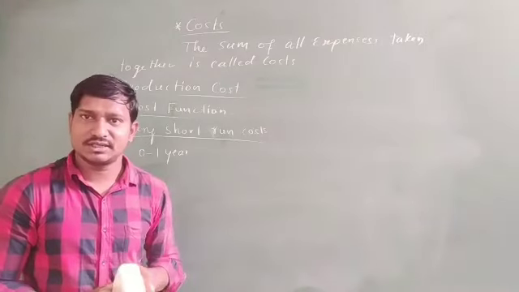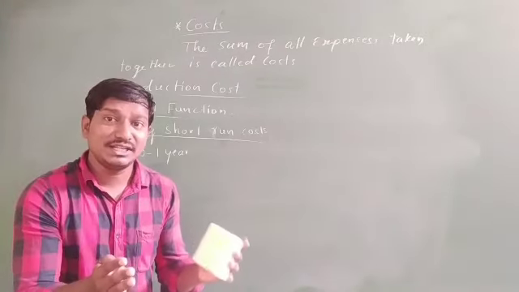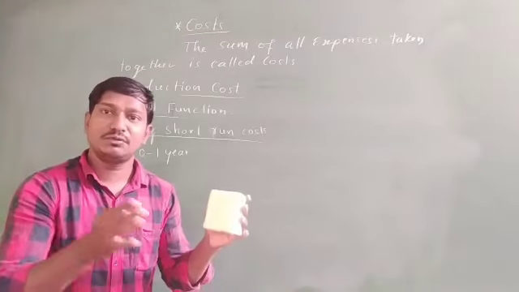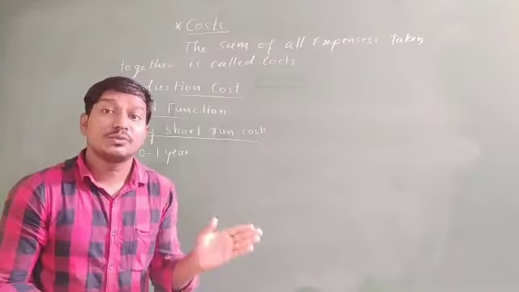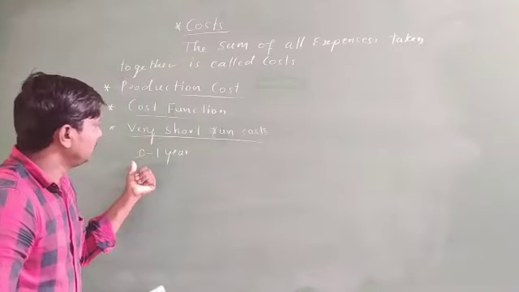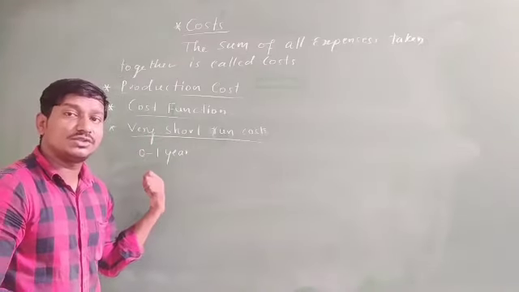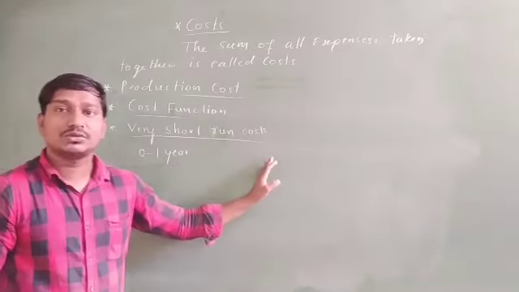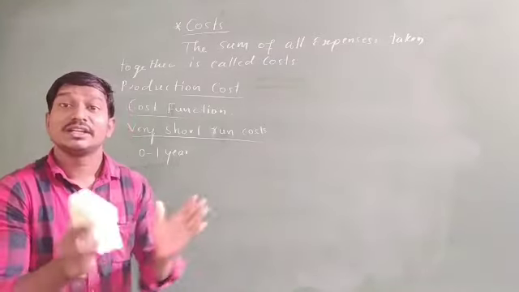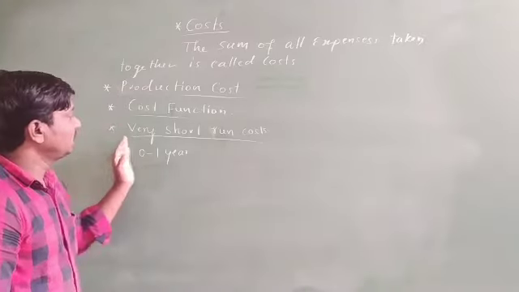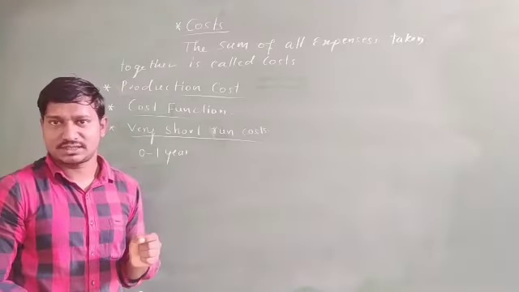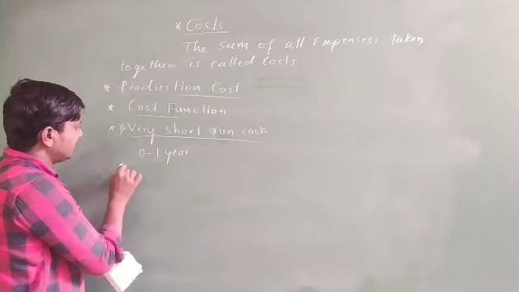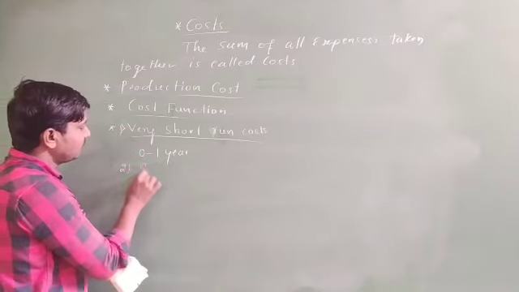In the production we have already discussed the production process which carries on between 0 to 1 year, that is called very short term period. But here the costs which are incurred in 0 to 1 year, which means within the year, those kinds of expenses are called very short run costs. Hope you are clear?